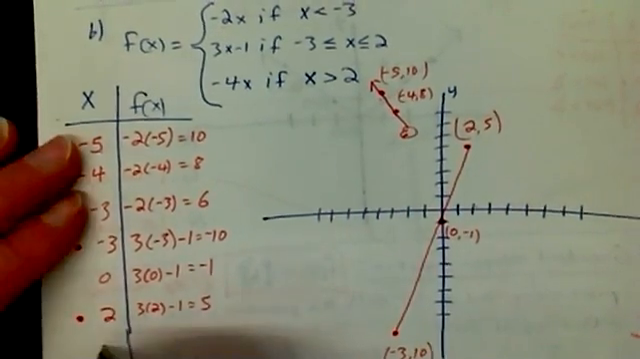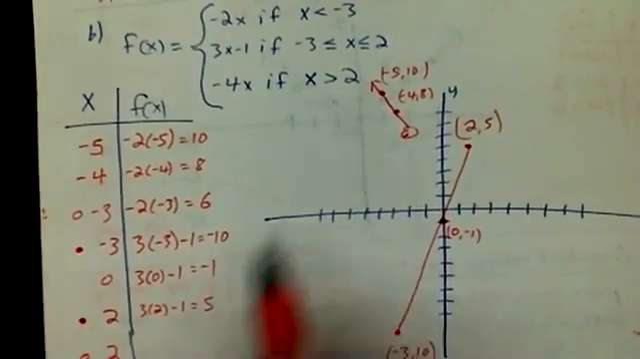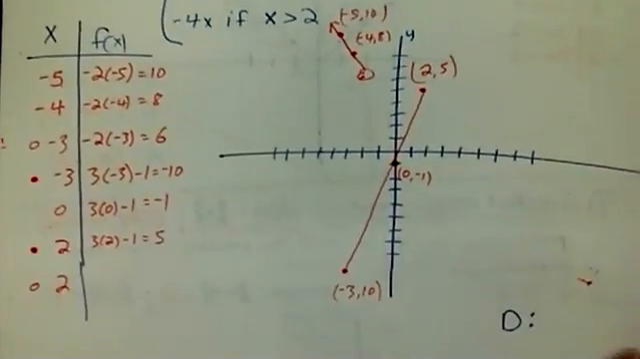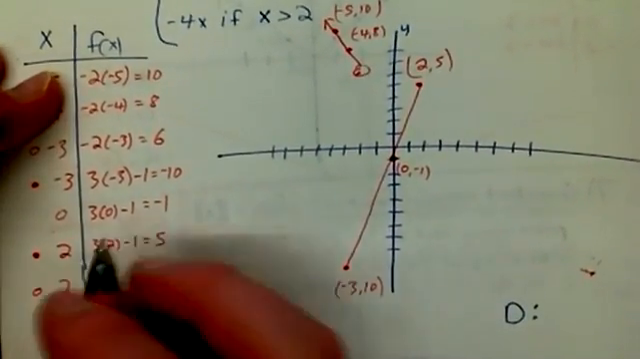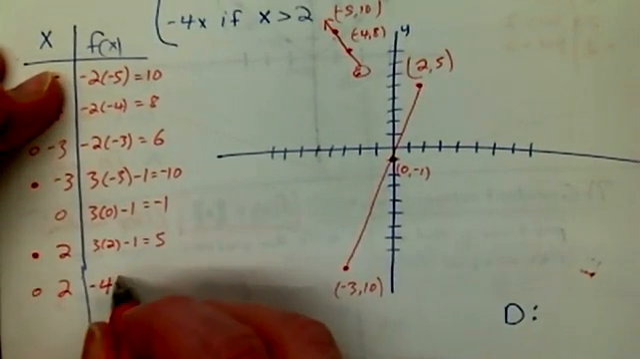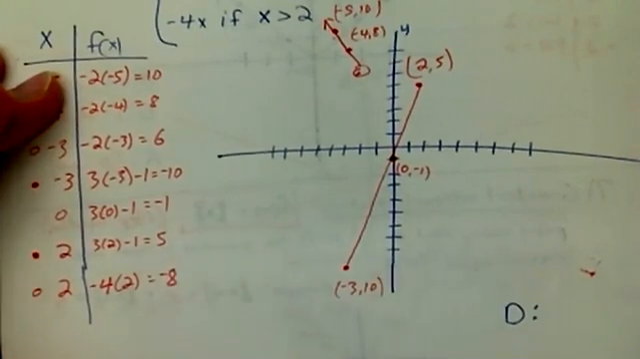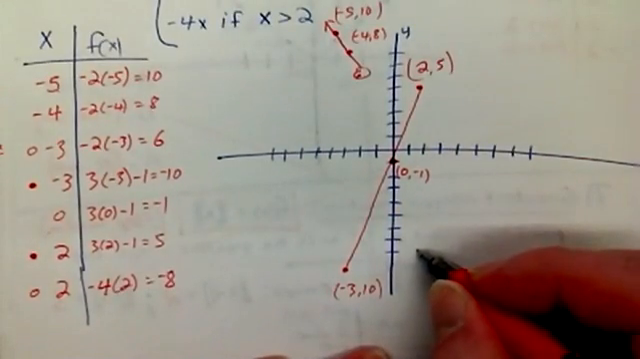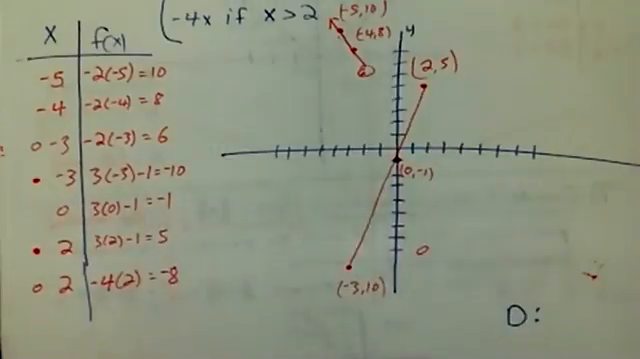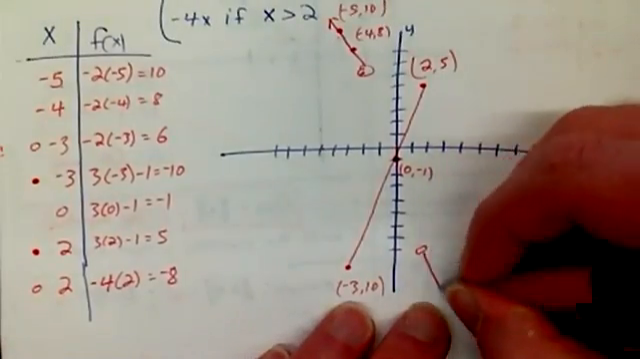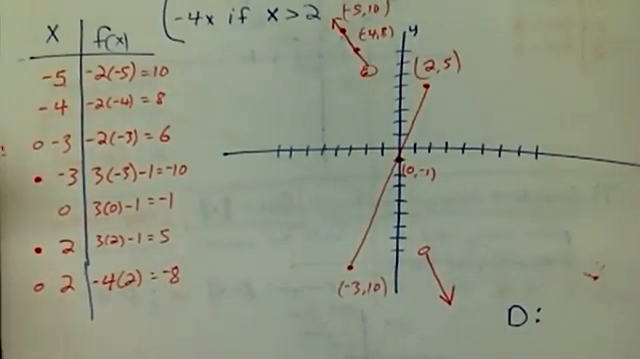After that, I'll use 2 again, but use an open circle and use the improper one, just to see what we're approaching as we come from the right. Okay? So what's that going to be? That's going to be -4 times 2, which is -8. So 2, -8. Open circle. After that, I see there's a slope of -4, so I just know this thing's going down. It's going down fast.